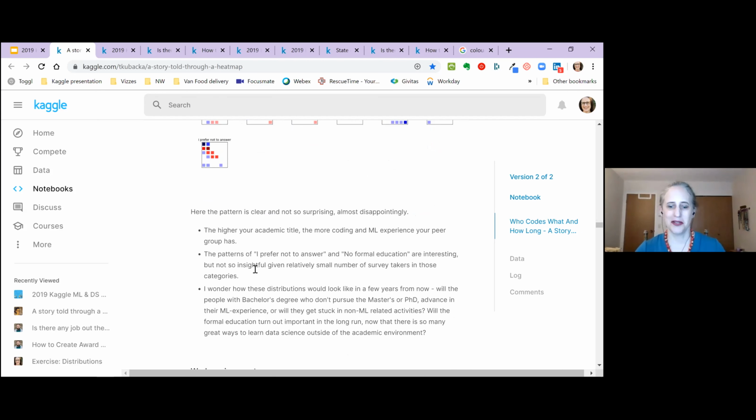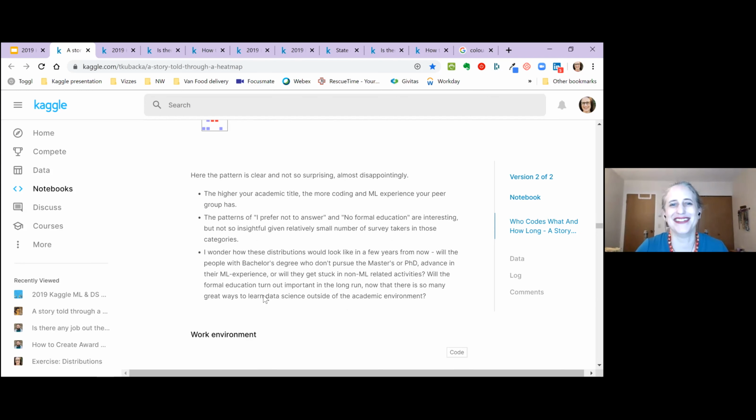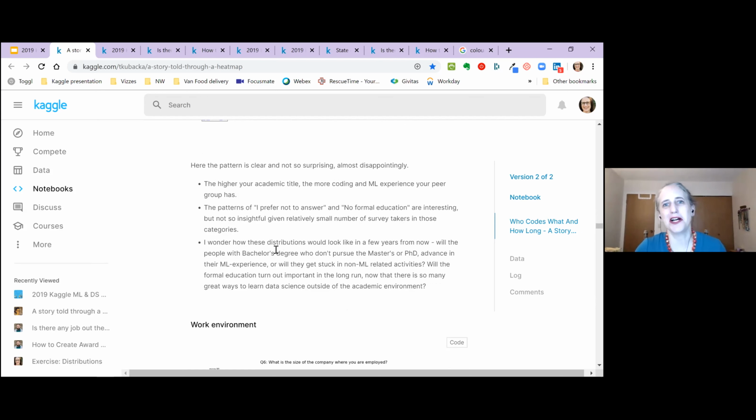This is the pattern that is clear and not surprising, almost disappointingly. I thought this was interesting. I wonder how these distributions would look in a few years from now. Will the people with bachelor's degrees who don't pursue a master's or PhD advance in their machine learning experience, or will they get stuck in non-machine learning related activities? What do you guys think? Is it necessary to have a master's or a PhD to do machine learning at work?